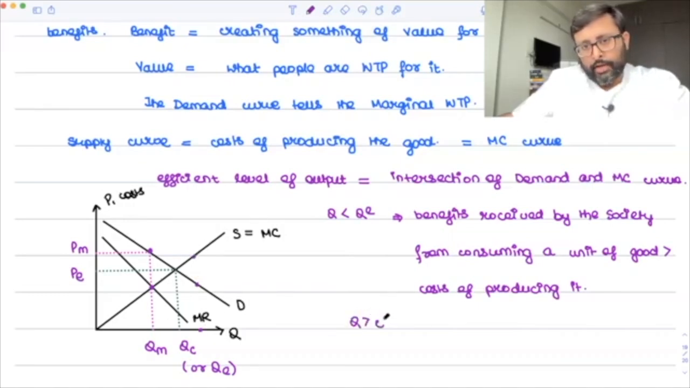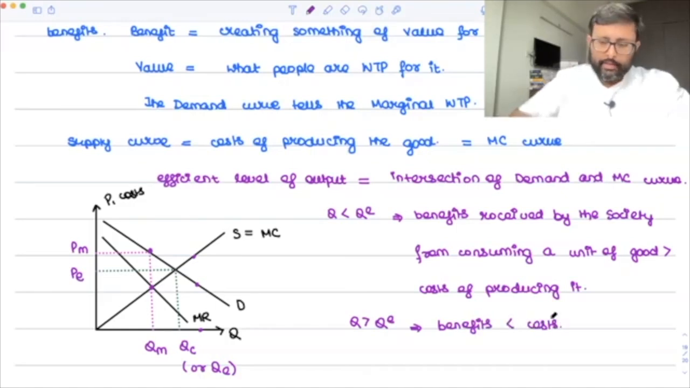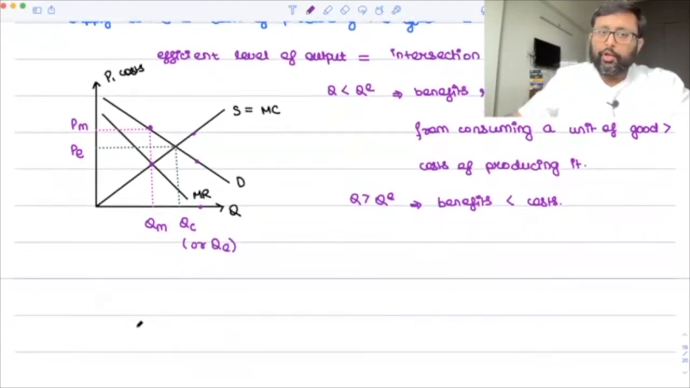So for Q greater than QE, benefits received by the society are less than the costs. They are less than the cost, right? So you look at the monopolist outcome. The monopolist outcome is at QM, and he's charging PM. So if you compare it with the competitive or efficient outcome, what you'll find is that the monopolist is producing too little, but it is charging too much. That's what it is, as compared to the efficient outcome.